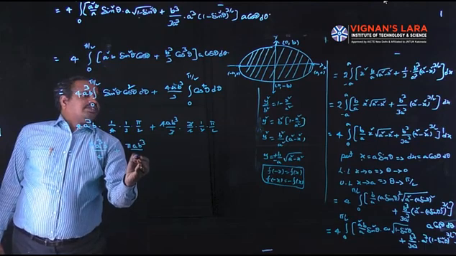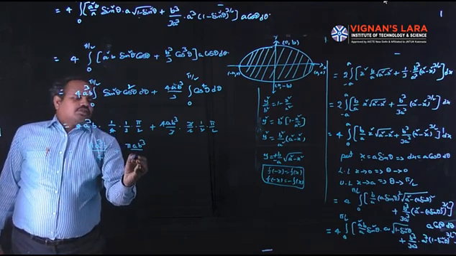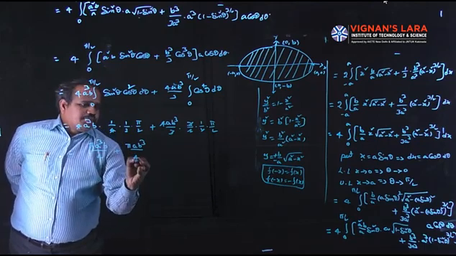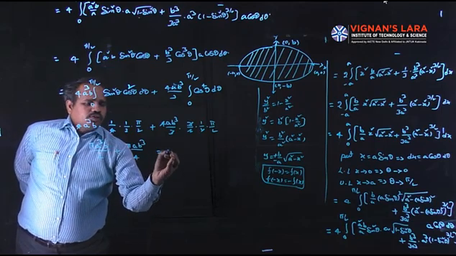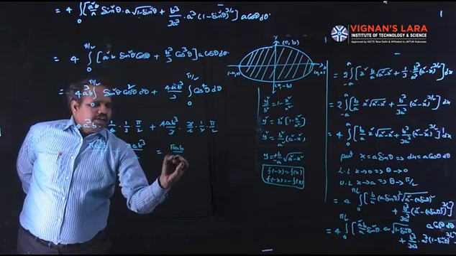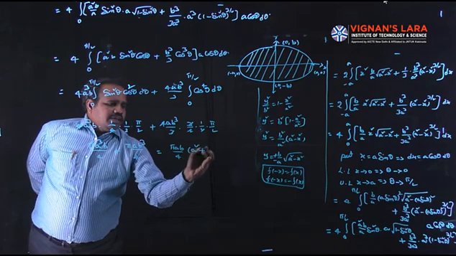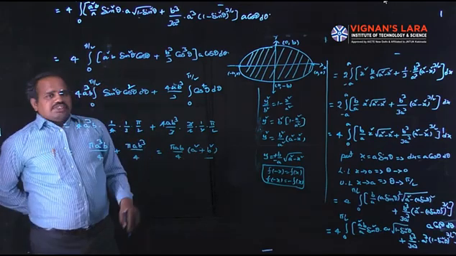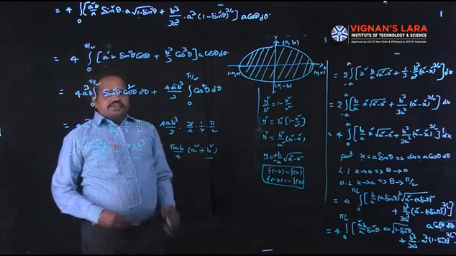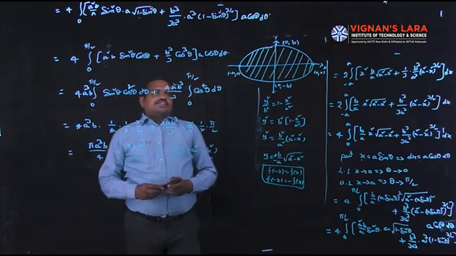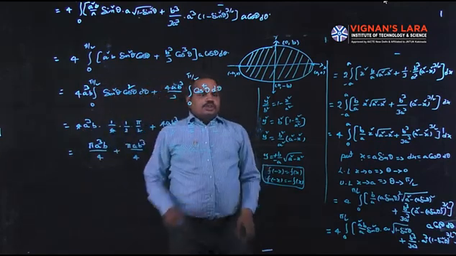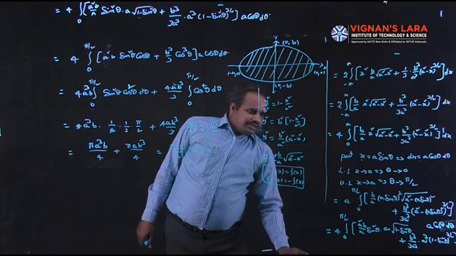This one is also 4. So pi a cube by 4, take out common pi a b by 4 outside, remaining one is a square plus b square. So this is the required result of this one. Like this we have to calculate the solution by using the double integrals.